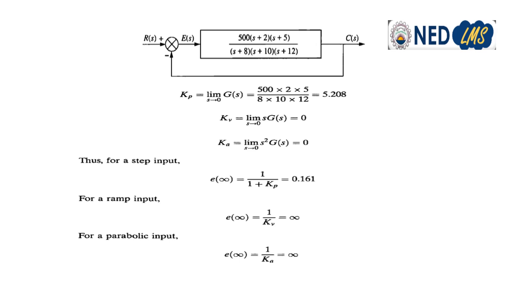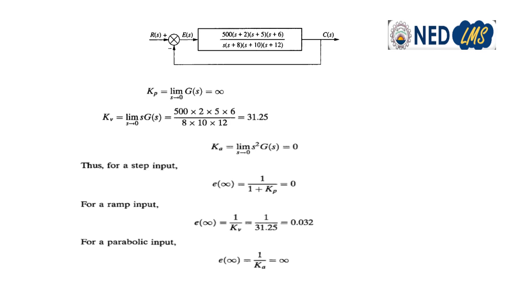This is another example. We have a forward transfer function and Kp equals the limit s tends to 0 of G(s). We just put the value of G(s), apply the limit, and we get the value 5.208. Kv and Ka both have values of 0, and we have calculated the steady state error for step, ramp and parabolic functions, which comes as infinity for both ramp and parabolic input, and it has a value of 0.161 for step function input.